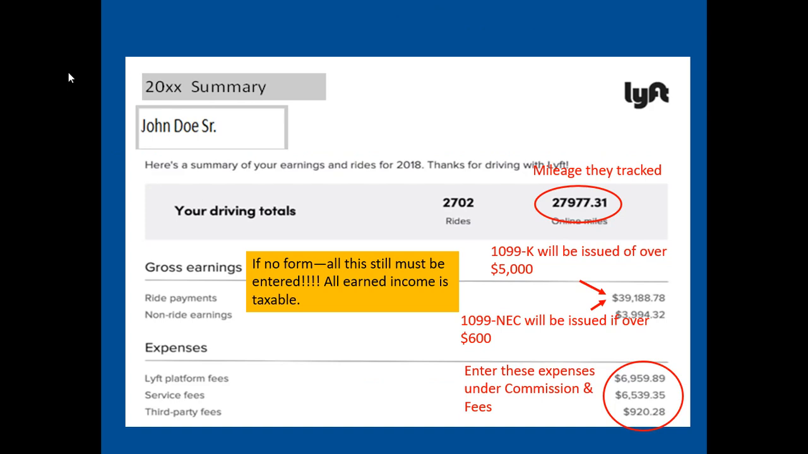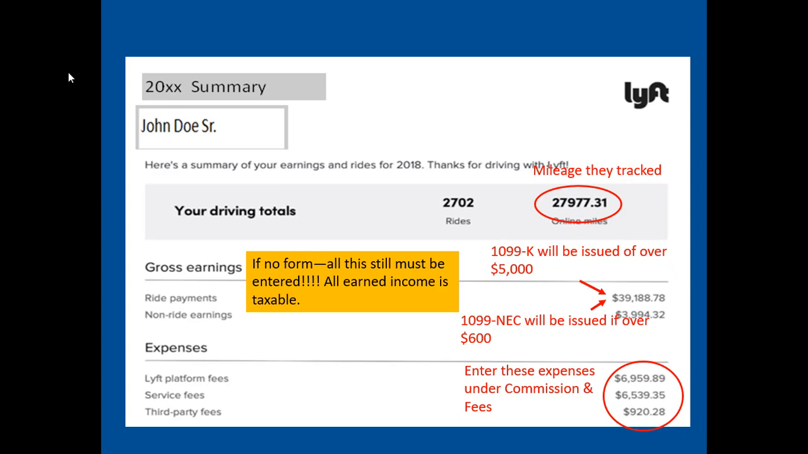Then there's service fees, and then there's third-party fees. That's the credit card processing, all that kind of stuff. Every credit card has a processing fee. They're not going to pay for that. They pass that on to you. So if you look at all this money they got charged in fees, it's like a third or a fourth or more of what they made.